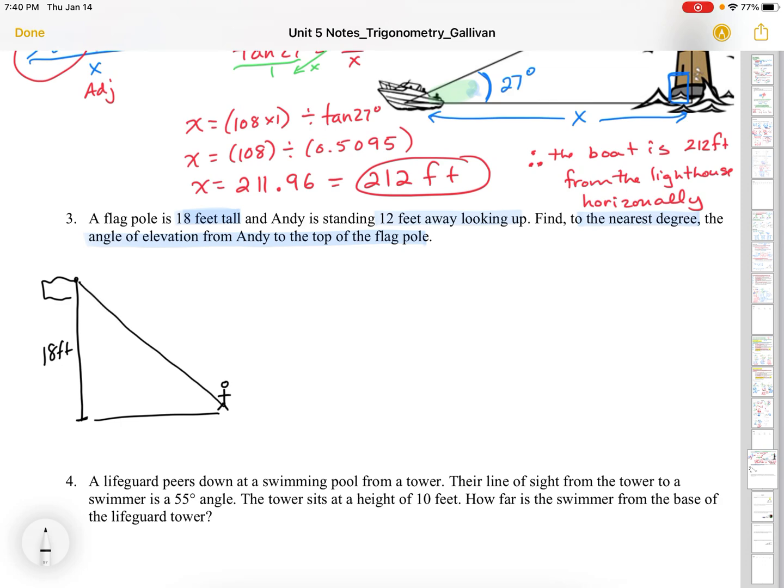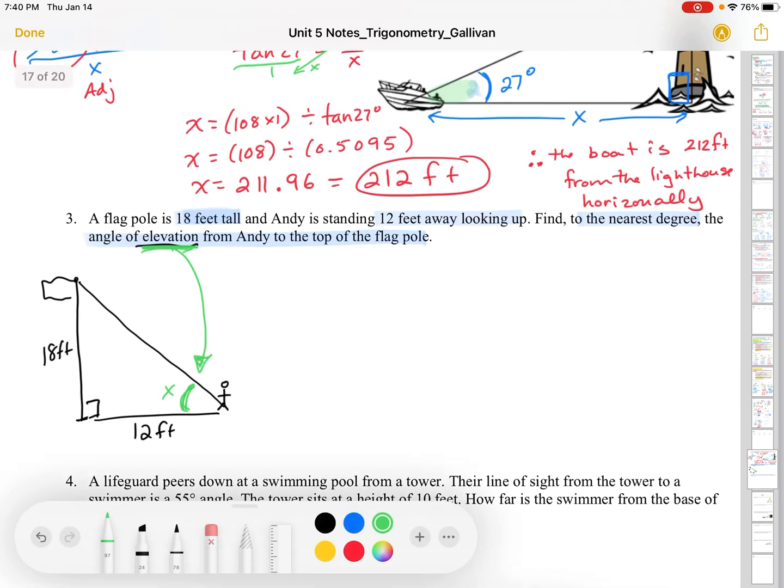Now, we're not going to worry about how tall Andy is. Okay, and he's 12 feet away. What he wants to know is the angle of elevation. So the angle of elevation is going to be in here. So we're looking for that angle, okay? Because that's the angle made with the horizontal looking up, okay? So that is our angle of elevation, and that's what we want to find out.